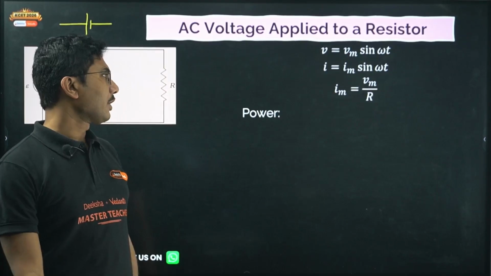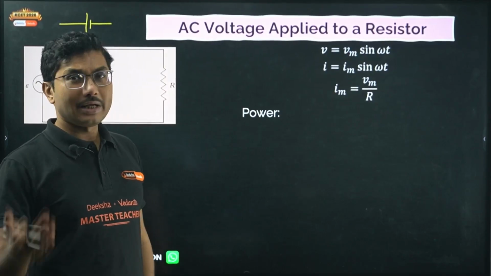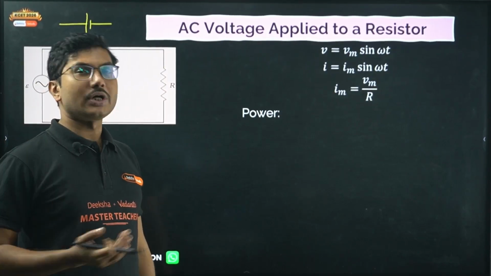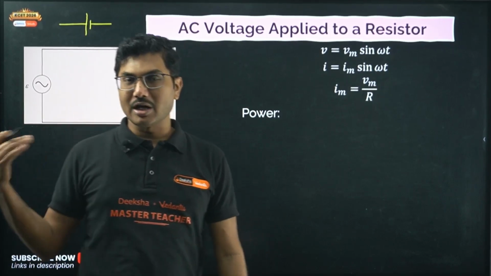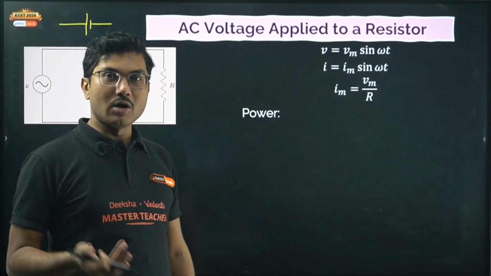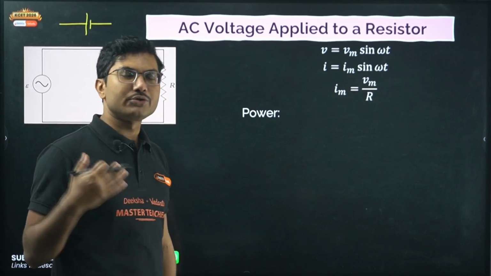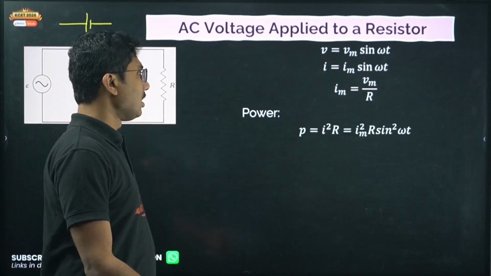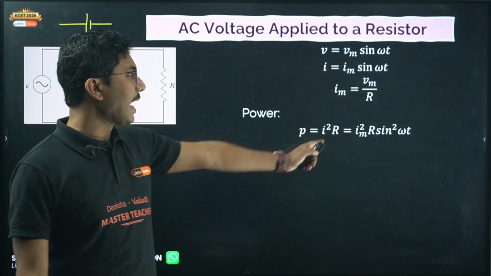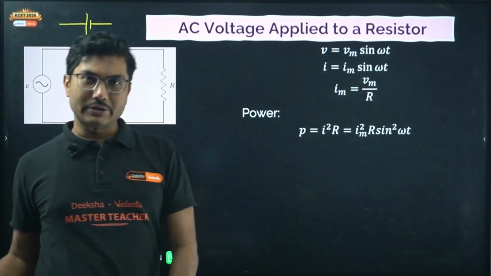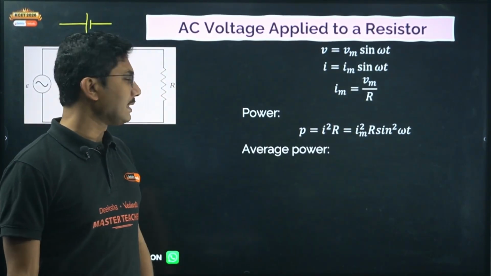Otherwise, the maximum value of current, and later on the RMS value of current, all obey Ohm's law as it is. Okay, now what is the power dissipated? Power is the most concern for us, because any AC devices we use in our household consume power, and how much power it consumes is of utmost importance to us. So power dissipated is given by I square R, and it is Im square R sin square omega t. So sin square omega t is the extra term.